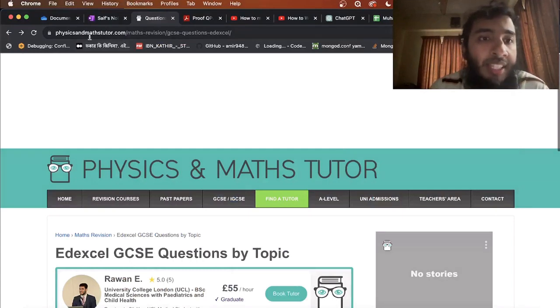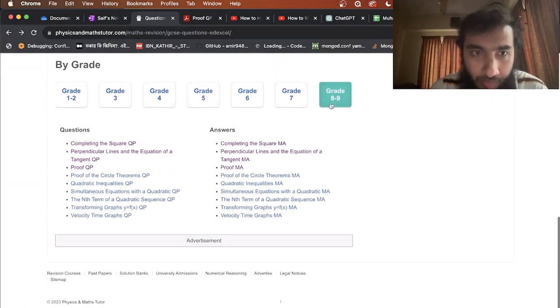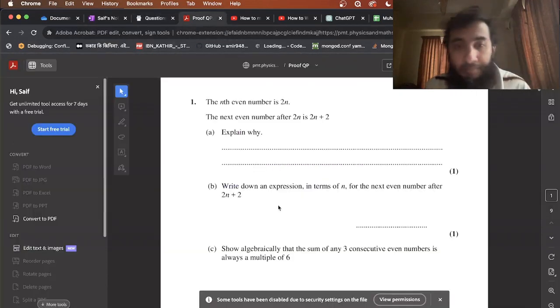So if you go to the Physics and Maths Tutor website and scroll down to the bottom of grade 8 and 9 and the topic proof QP, if you open this in a new tab, it has a list of questions where you have to prove mathematical facts with algebra or using algebraic expressions. If you look at the first problem, it says the nth even number is twice n. So the next even number after twice n is twice n plus 2. You have to explain why this is the case.